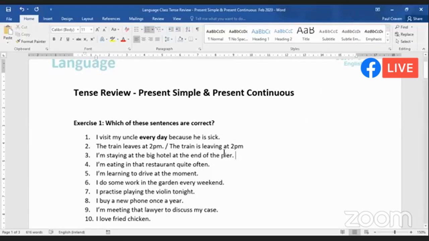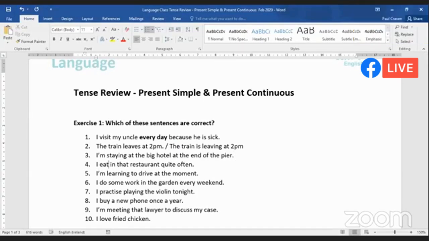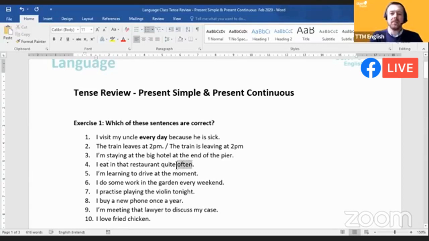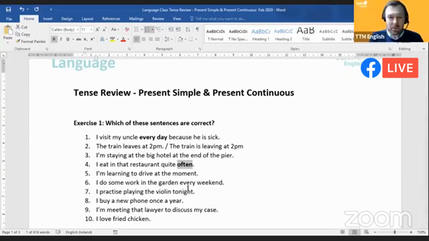Sorry, I eat in the restaurant quite often. Yeah, it should be I eat, shouldn't it? I eat in that restaurant. Why? Because quite often means something frequently. So what type of word is often and every day? It's a frequency adverb. Yeah, you're right. Well done. Okay, that's good. How about Benitha?